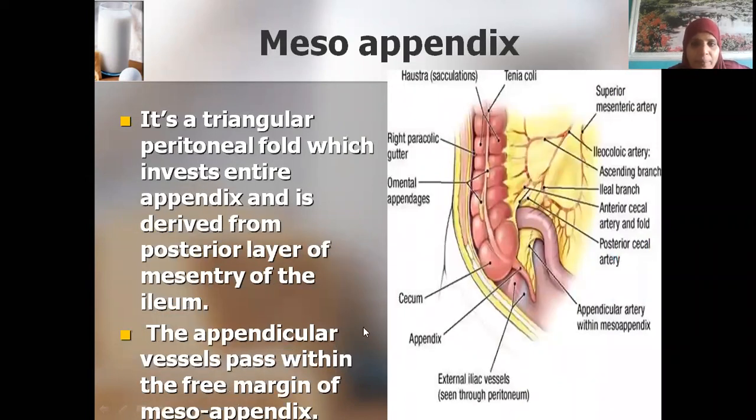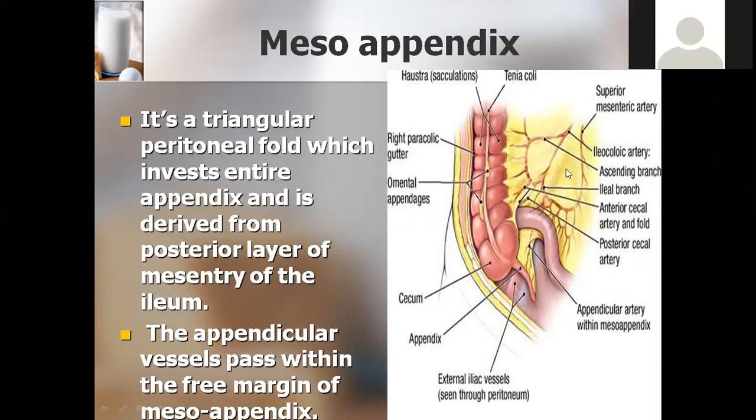Okay. So what is this mesoappendix? It's a triangular peritoneal fold. It looks like a triangle, isn't it? It is entirely covering the appendix and it is actually a continuation of this peritoneal layer. What is this peritoneum? Mesentery. Very good. The same mesentery is now continuing to enclose the cecum and also the appendix.